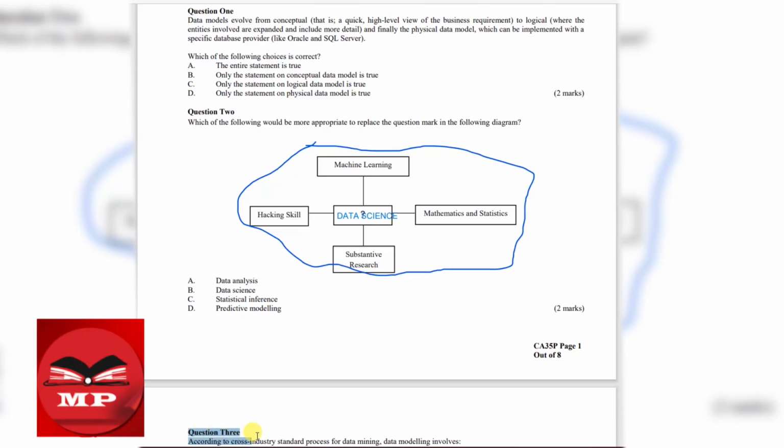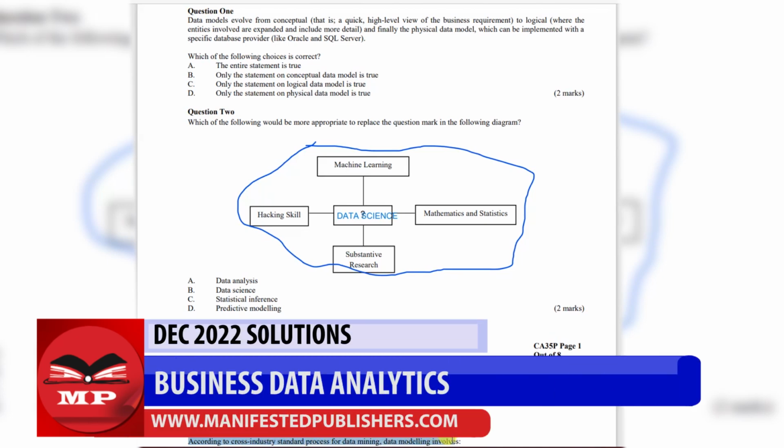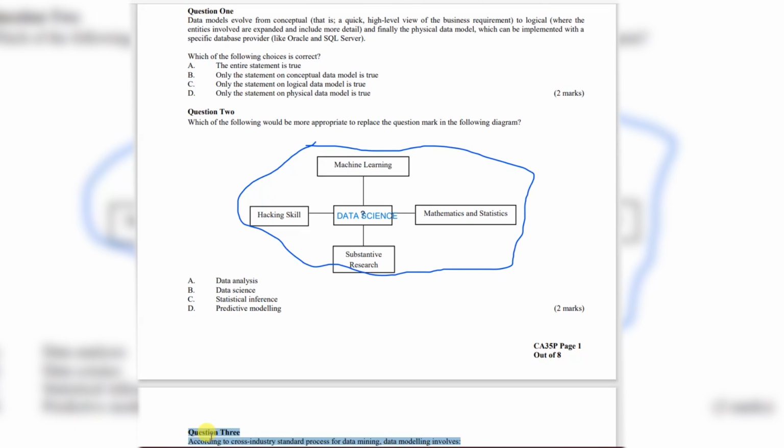Question 3, December 2022, Business Data Analytics. I read: according to cross-industry standard process for data mining, data modeling involves... then there are the 4 choices. Before looking at the choices, let us together analyze the question.